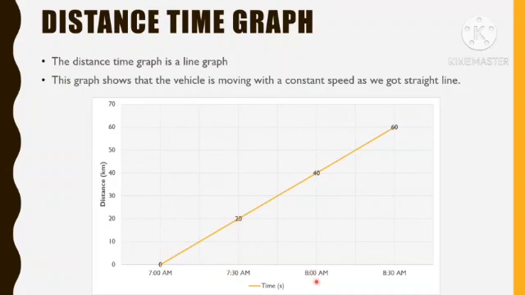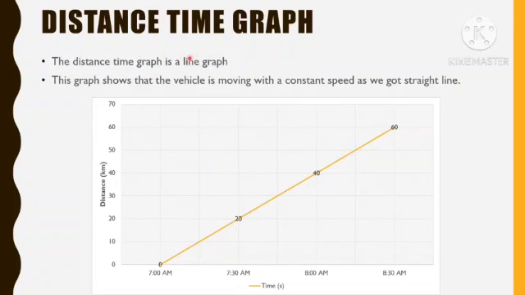After that, at 8 a.m. the distance traveled by the vehicle is 40 kilometers. I marked it here. At 8:30 a.m. the distance traveled by the vehicle is 60 km. It is marked here. So by marking all the points, we got a straight line, and this shows that the vehicle is moving with a constant speed. Now, why is the distance time graph important?